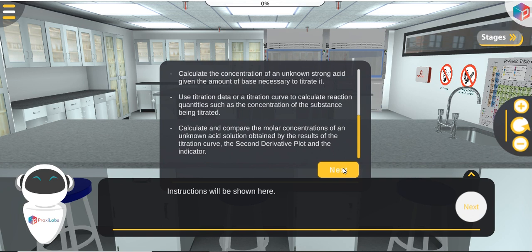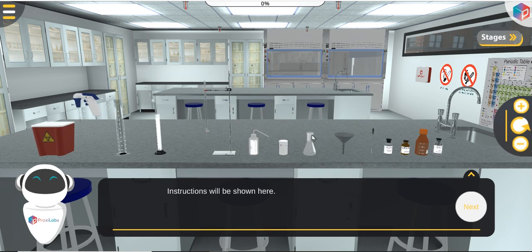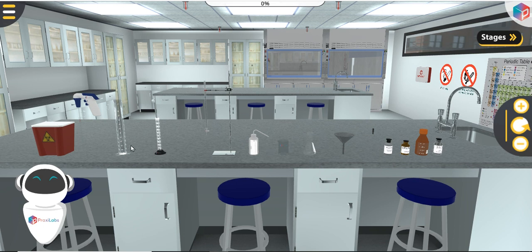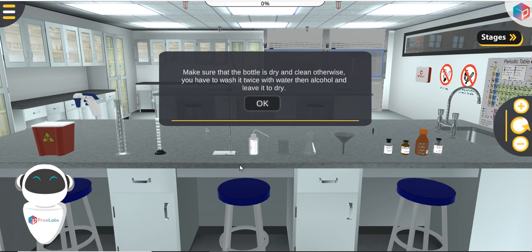At every point you will see the instruction pop up on your screen. If you don't know what to do, the assistant will give you what to do when you click on it. Okay, so we'll click next and then we go. All right, stage 1, standardization of sodium hydroxide solution. And of course, in the lab we have all the laboratory equipment and apparatus you can see here, just like in a normal lab.